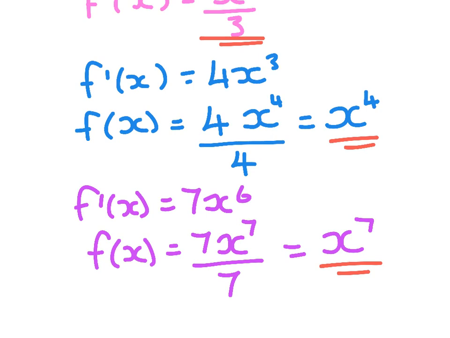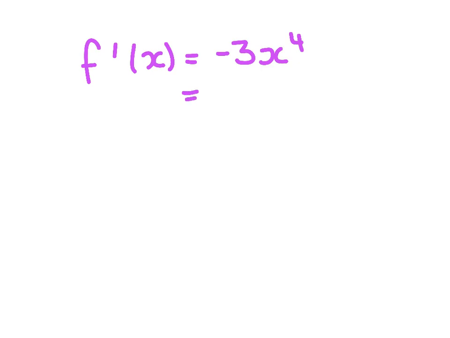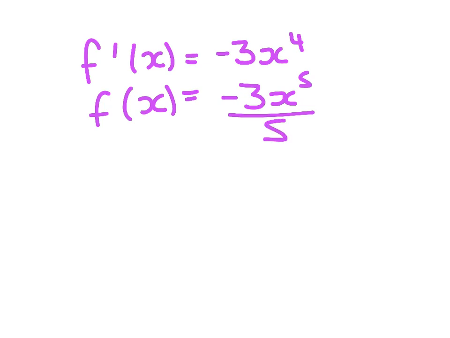Sometimes we've got to consider negative numbers and fractions, so let's have a look at them just now. Okay, if I have a derivative, which is negative 3x to the power of 4, and I want to undifferentiate, I'm going to increase that power by 1 and divide by the new power. And I can leave that like that, and that's absolutely fine.